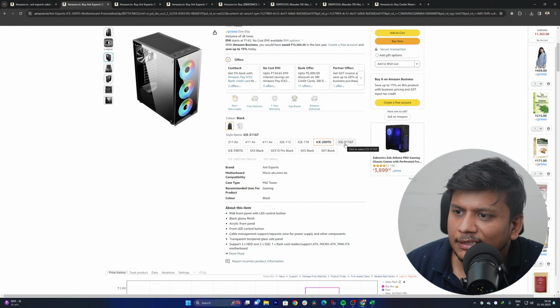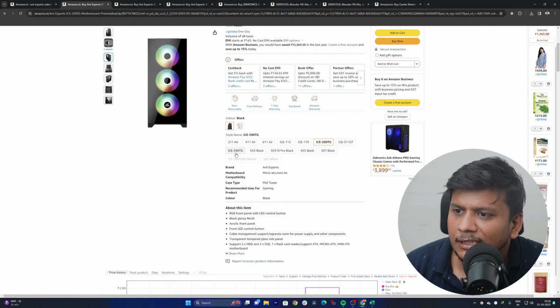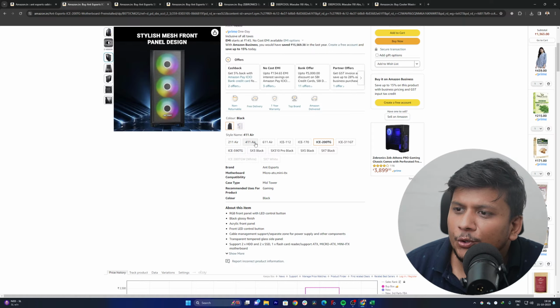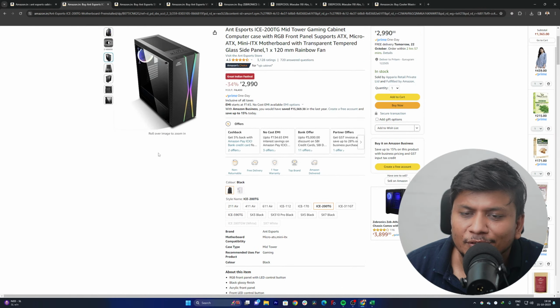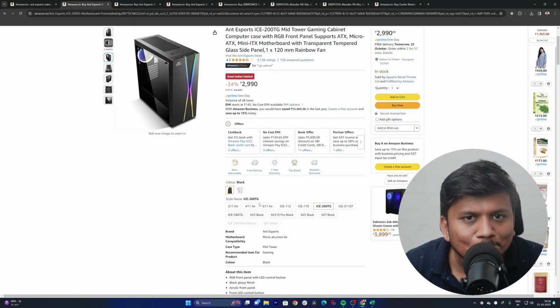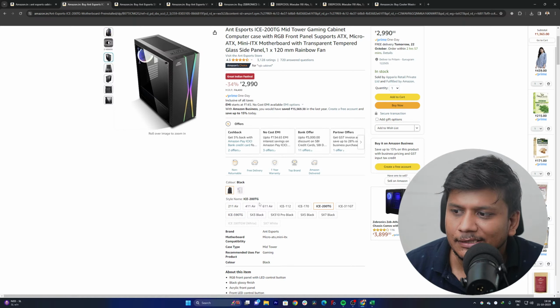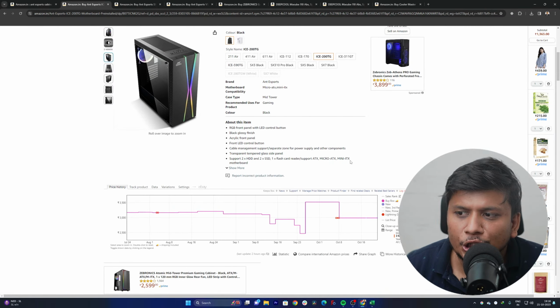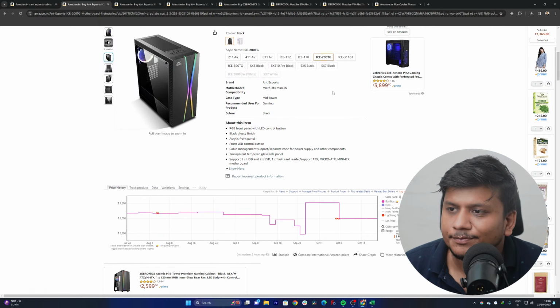Similarly, there is this one, then this one. No matter which variant you choose, the sizes of these cabinets will remain the same. Size means length, width, and height. They are almost the same. So based on your need, you can go with any one.